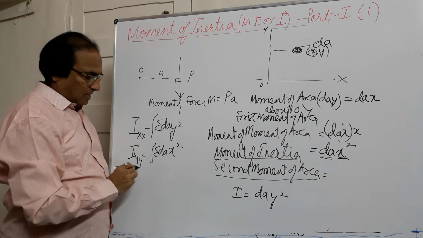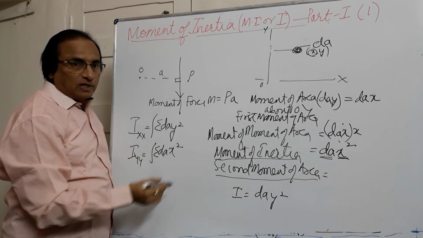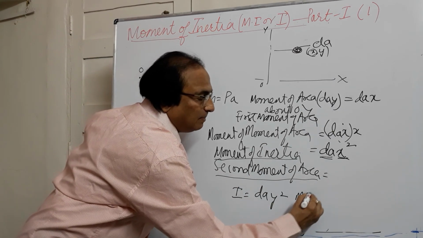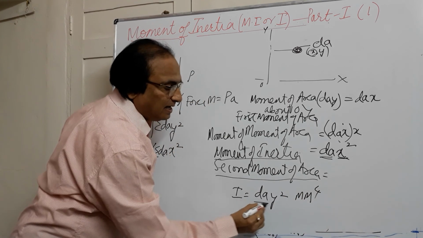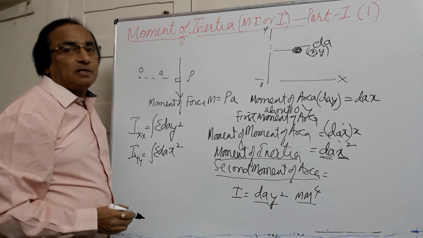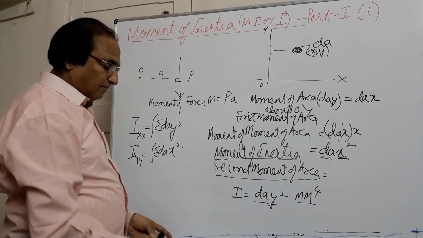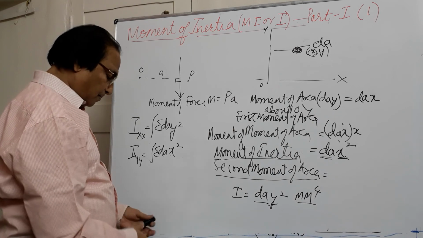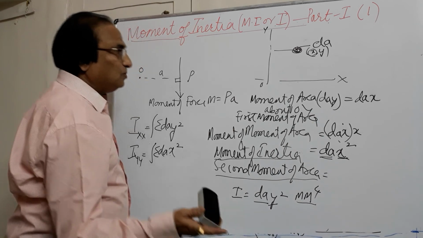Ixx, Iyy, square of the distance, and the unit of this moment of inertia will be mm raised to 4. Area is mm square, so this will be equal to mm raised to 4. So this is the definition for moment of inertia, a very very important structural property which we use in the designing of the structures.